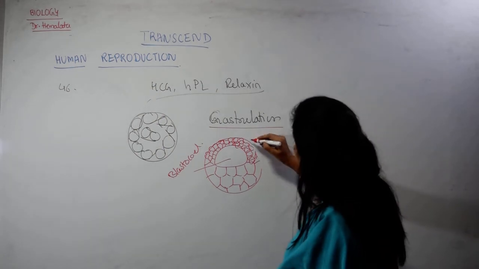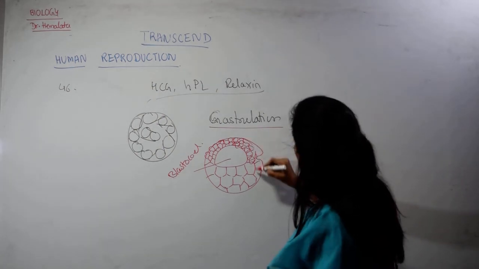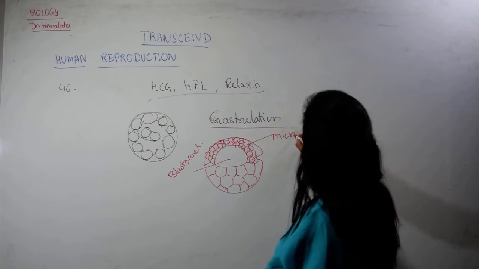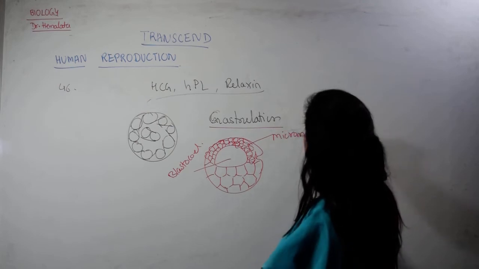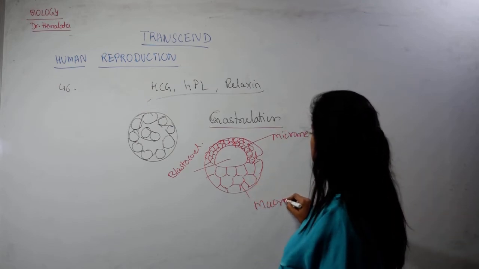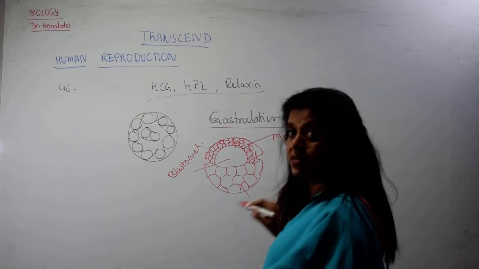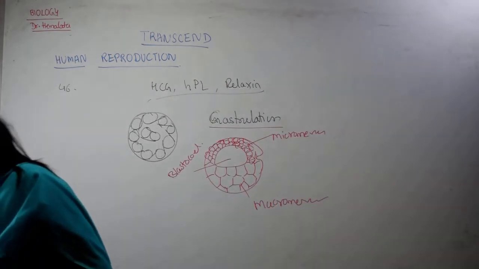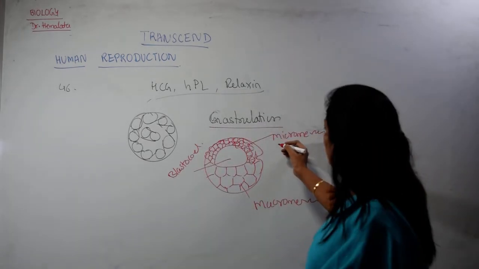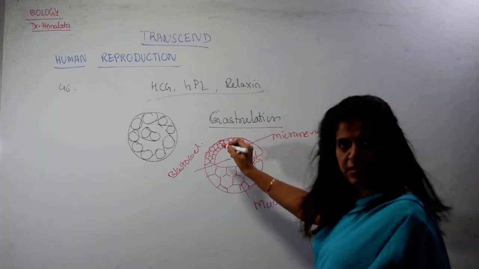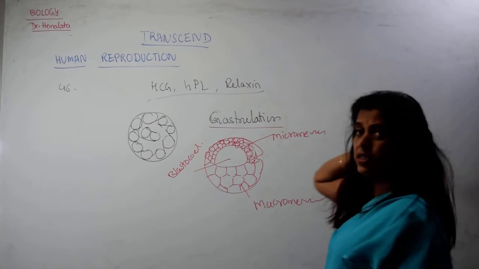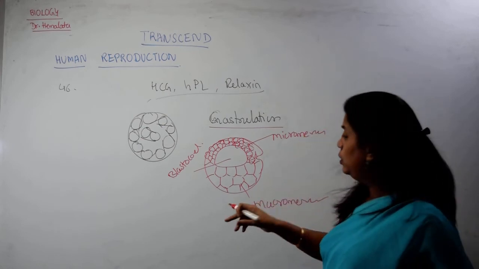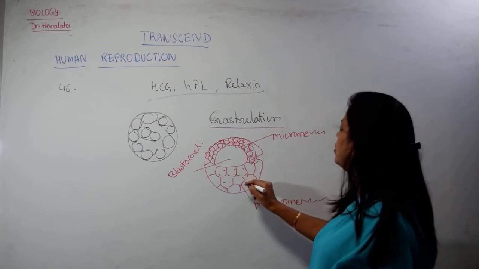There will be some of the cells tucked in. These are the micromeres. These are the macromeres. Macromeres are the larger cells. Okay? Now, micromeres will be fast dividing cells. Macromeres divide very slowly because of the presence of yolk in this area, full of yolk here.